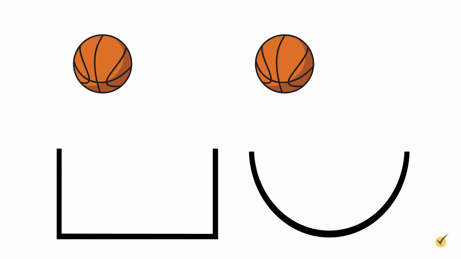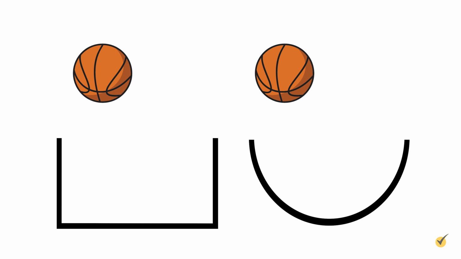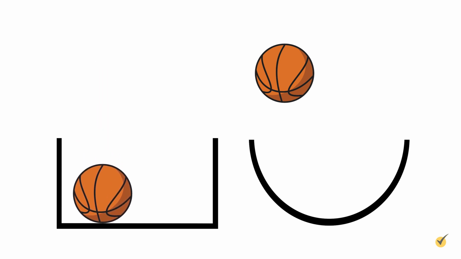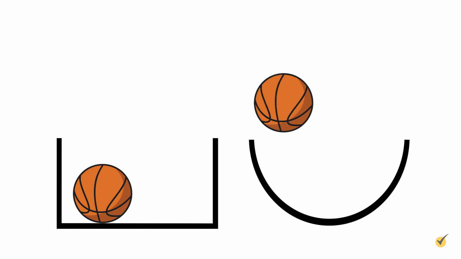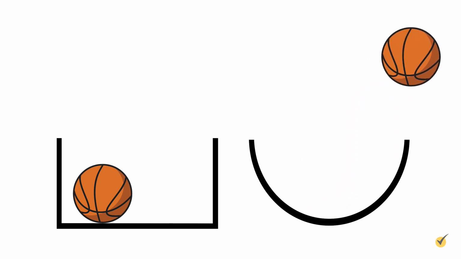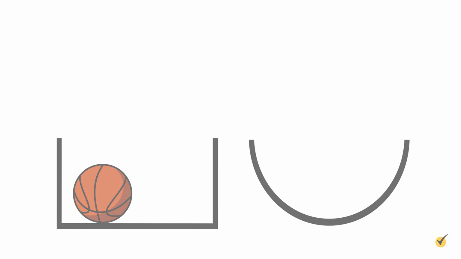A square bracket is shaped sort of like a box, and a parenthesis is shaped somewhat like a bowl. If you drop a ball into a box, it will probably stay in the box. Just like square brackets indicate that a number stays in the set. On the other hand, a ball dropped into a bowl will probably slide out, just like how parentheses indicate that a number doesn't stay in the set.